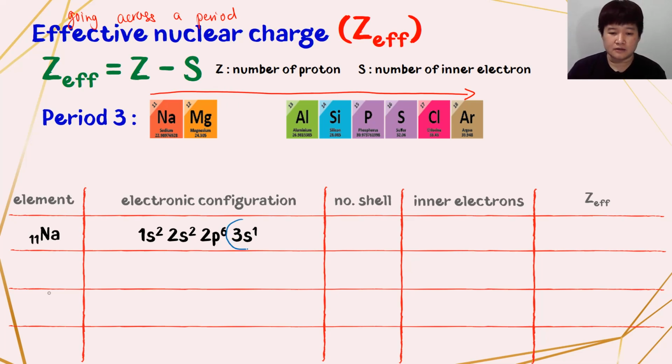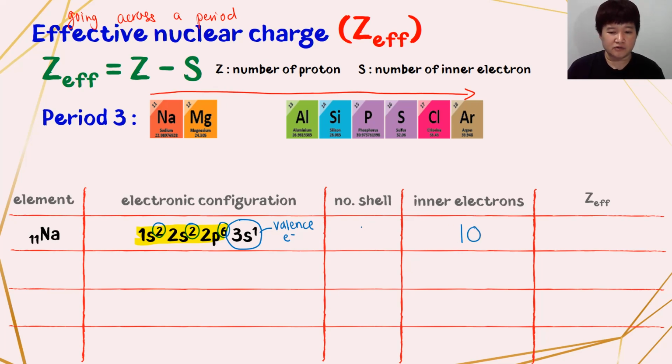We have learned how to determine the valence electron in the previous video. So if you don't understand why this is the valence electron, please watch the video of 6.1. That is your valence electron of sodium. Therefore, the remaining electrons over here will be your inner electrons. So your inner electron is 2 plus 2 plus 6, so your inner electron is 10.